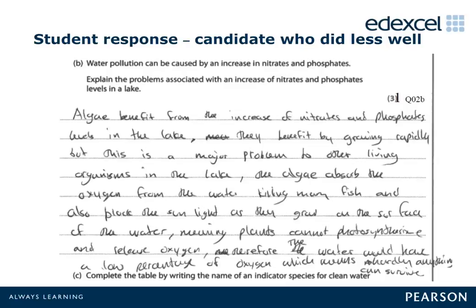This answer was confused and incorrect. Although the candidate had an idea about the nitrates causing an overgrowth of algae, they incorrectly linked this directly to the oxygen depletion in the lake. They did not include the stages leading up to this, and thus could only be awarded 1 mark.